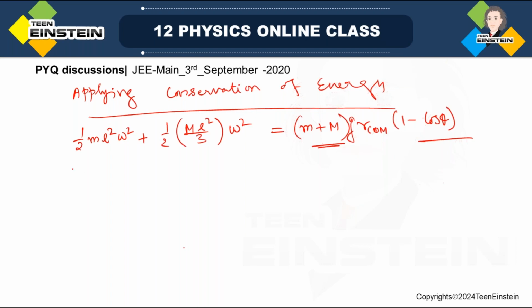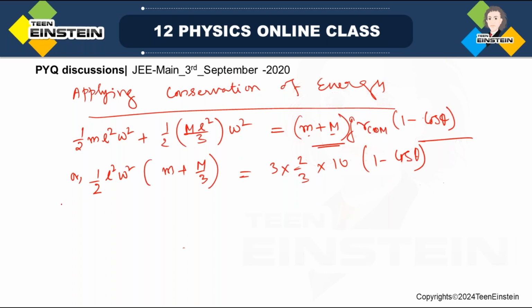G is known anyway, so now I can take some things common here. I can take L square common, omega square common, then I get small m here, and here capital M by 3. Then on this side, this is 1 kg, this is 2 kg, so 3 I can write into this RCM, which is 2 by 3. G I have to write as 10. This is 1 minus cos of theta. One side I have written all the values, so we'll put the values here also. This is 1, this is 2 by 3, capital M was 2 kg, so 2 by 3. L is 1. Let me keep this omega square here first. So this will be 5 by 2, and this side it will be 20, 1 minus cos theta.